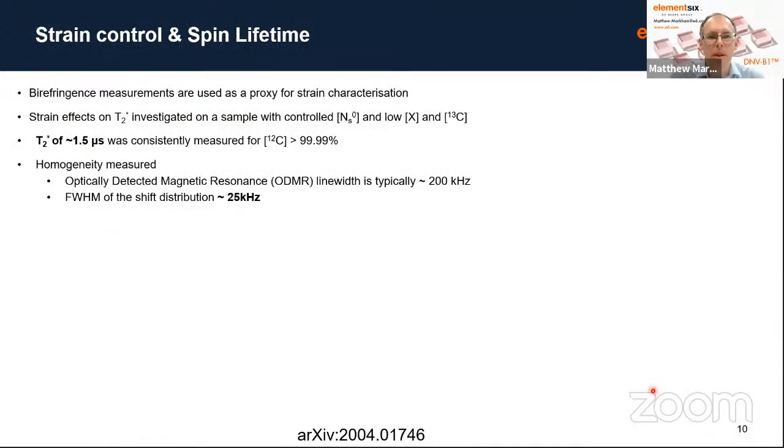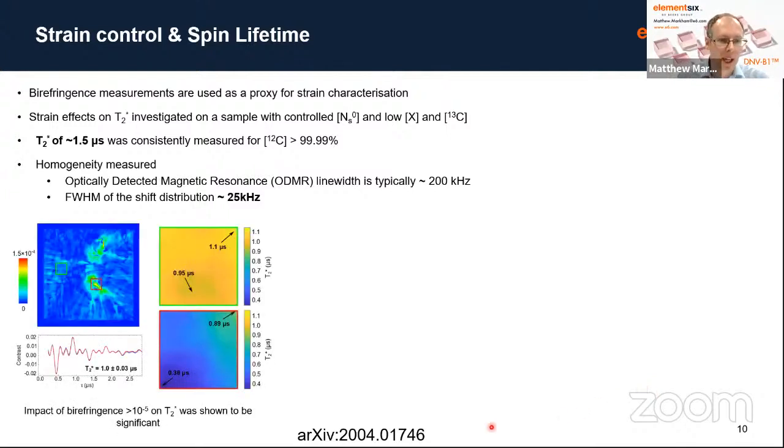The next important thing is obviously the spin lifetime. We've made this nice material. What is its spin lifetime, and what's the effect of strain? This is quite an important factor. What you see here is a birefringence image. This scale bar goes from 0 to 10 to the minus 4, and the color shows variation in the birefringence in the material.